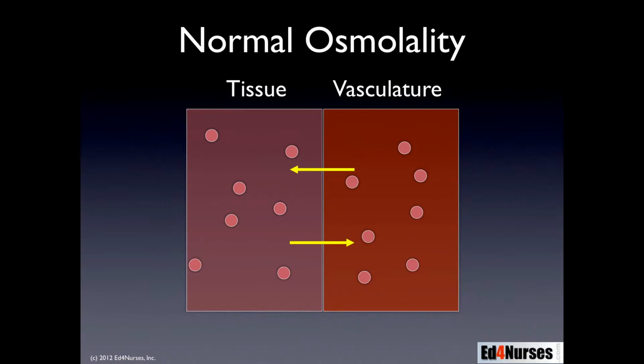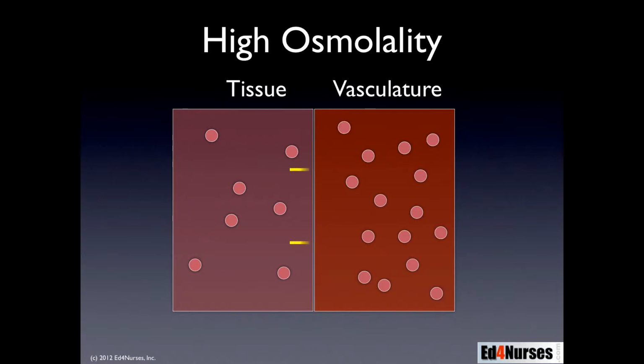Now, osmolality, again, is concentration, and as the picture here implies, if we have the same number of glucose molecules in the tissue as we do in the vasculature, then we're going to have normal movement of fluid back and forth from the tissue to the vasculature. However, if we get into a situation where we have high osmolality, this would be a situation where the patient has hyperglycemia. Then there's going to be a pulling of fluid out of the tissues and into the vasculature.